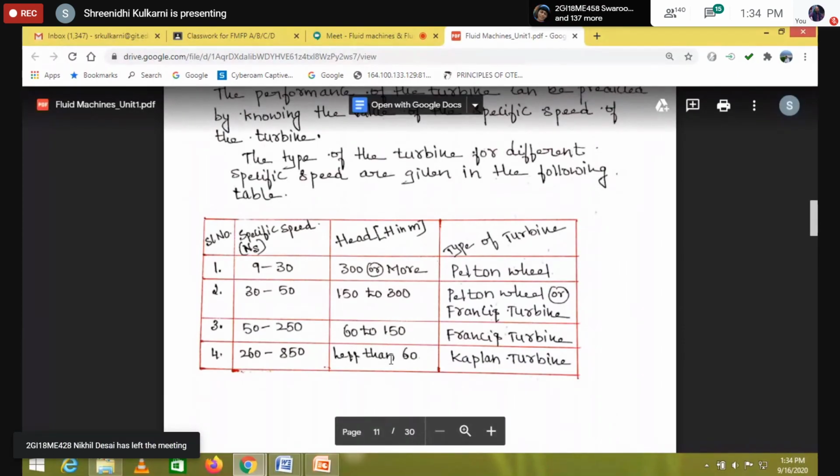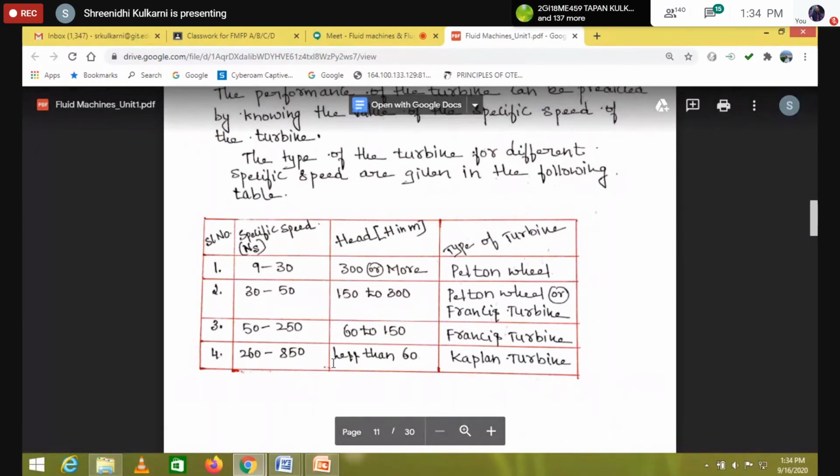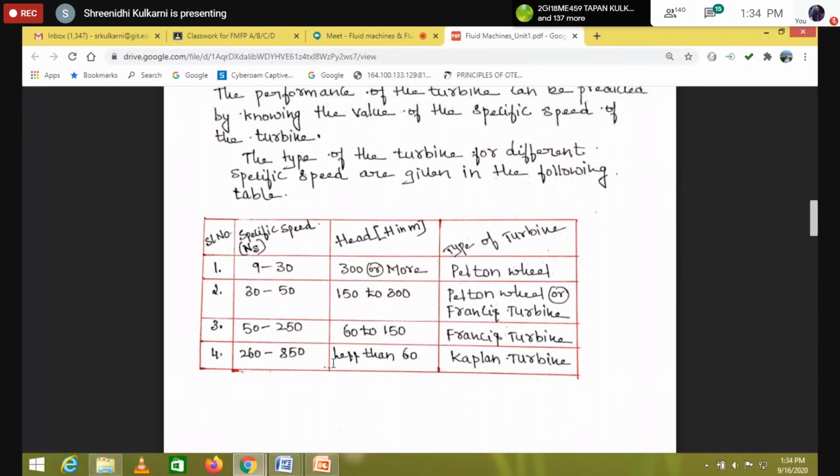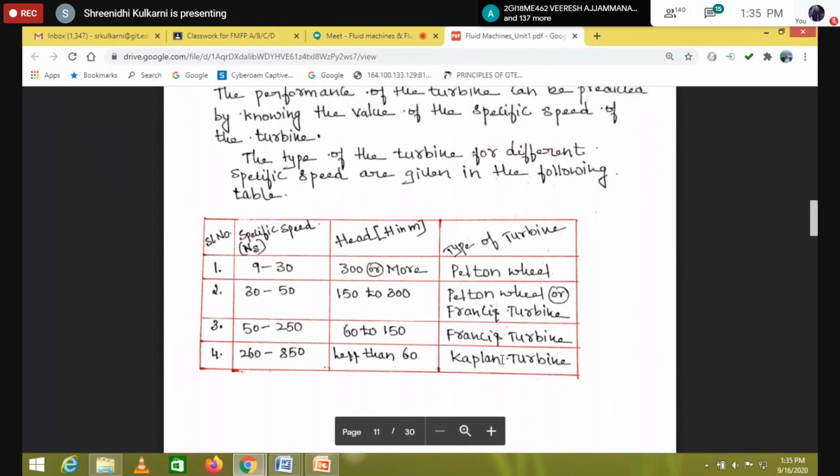Next, when the head is very less, the specific speed is maximum. For that, the Kaplan turbine is suitable. Okay, the Kaplan turbine is suitable. In Karnataka, you may have heard the name Linganamakki. In the Linganamakki power station, we can see this type of turbine, the Kaplan turbine.